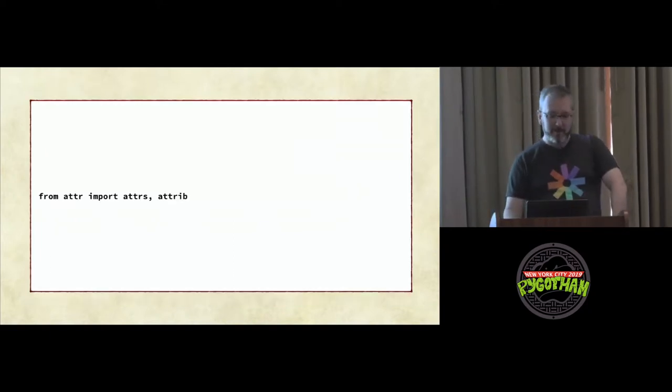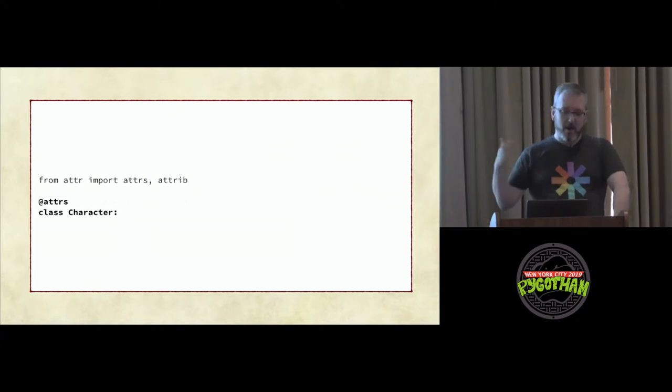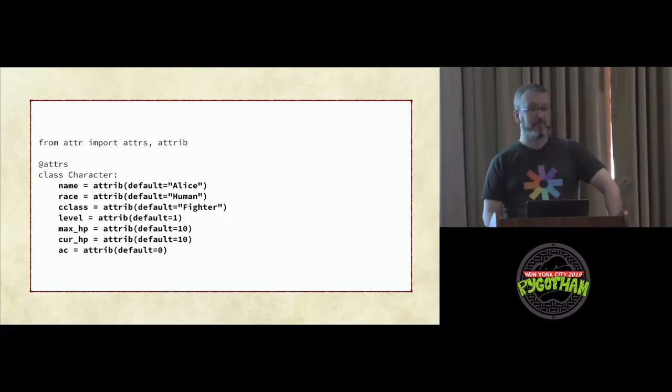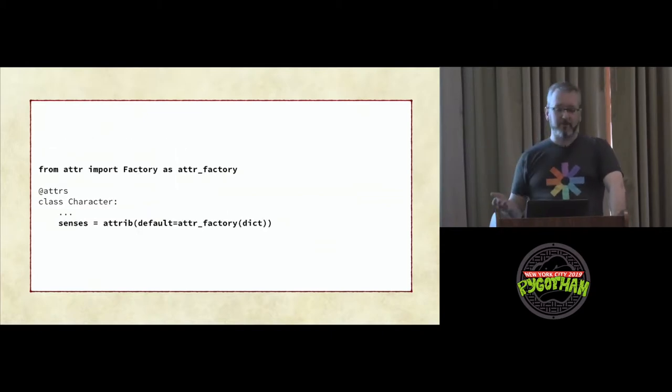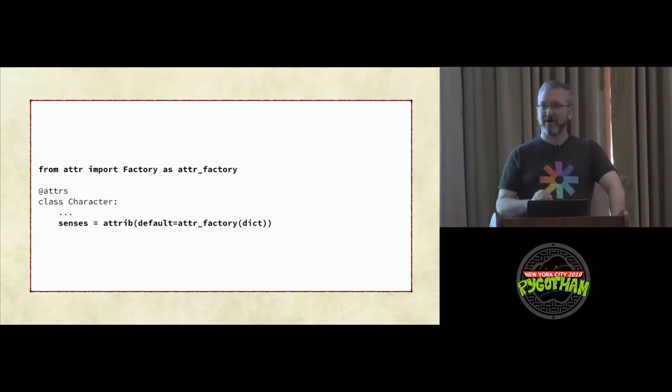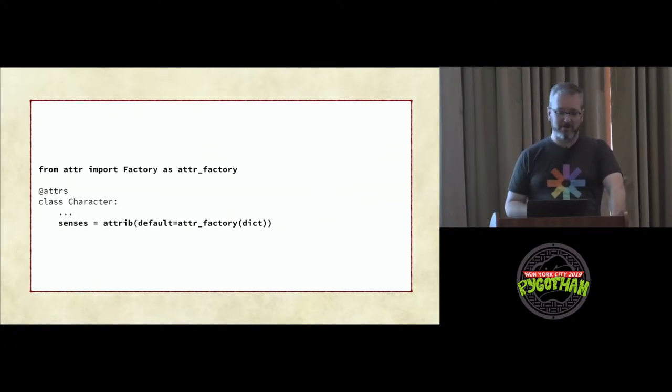So we'll import attrs and attrib from the attr library. We'll put the attrs decorator onto our character class, define a bunch of attributes and give them some sane defaults. We can have those be strings or integers or whatever. But if the default for one of those attributes is going to be a mutable thing like a dictionary, we're going to need to use a factory function to make sure we get a fresh dictionary every time. Otherwise, every character is going to end up sharing the same dictionary, and we don't want that. We don't want people's attributes leaking back and forth between different characters. So in this case, we use an attr factory, a factory object.